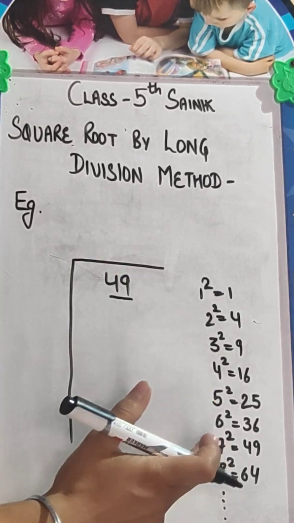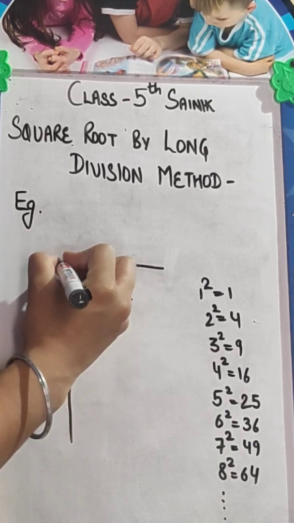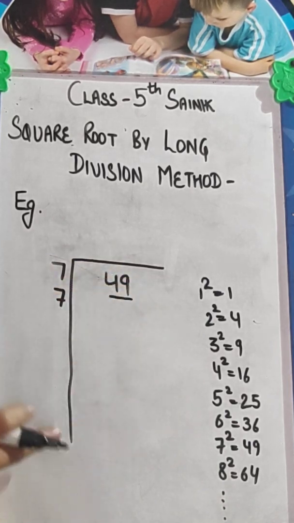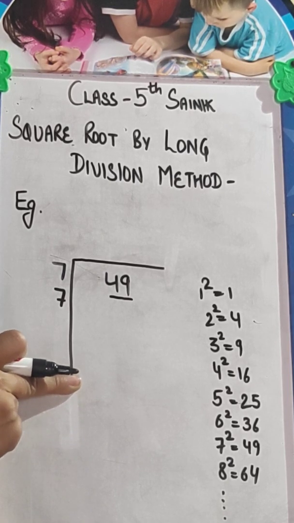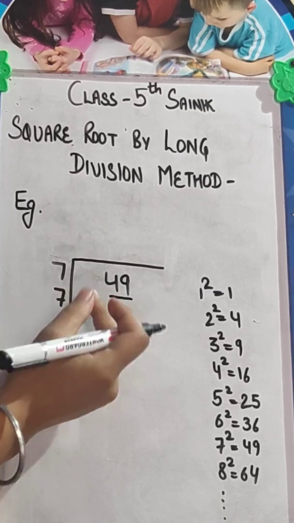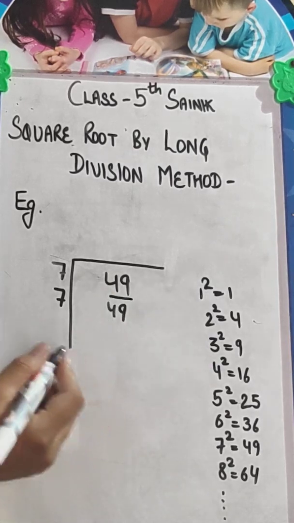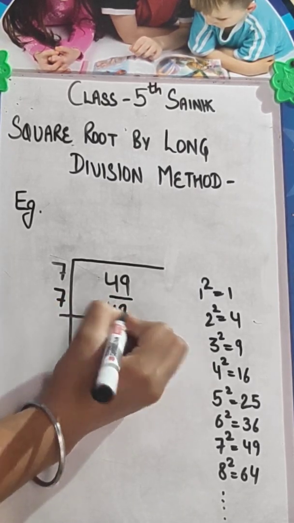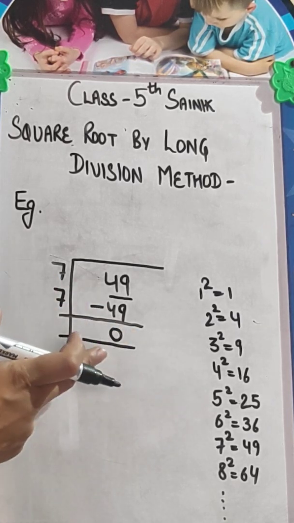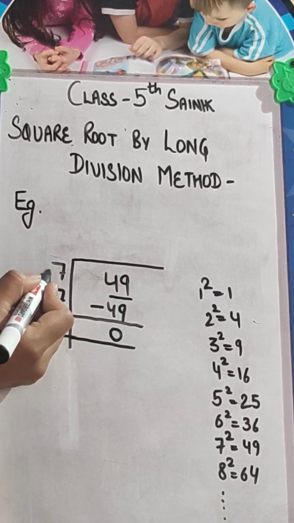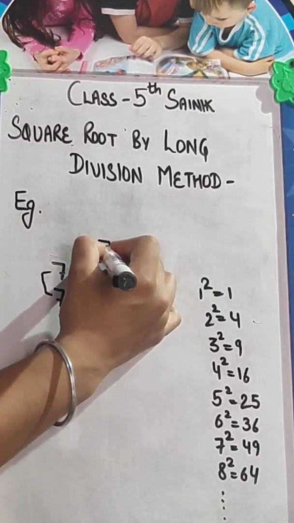Supposedly in this case I am taking 7 square is 49. So if I am taking 7 into 7, as I told you we have to take the same number. If I take 7 into 7, what will we get? We will get 49. And if I subtract them, we will get 0 here. As we take two numbers, we have to write only one number here.